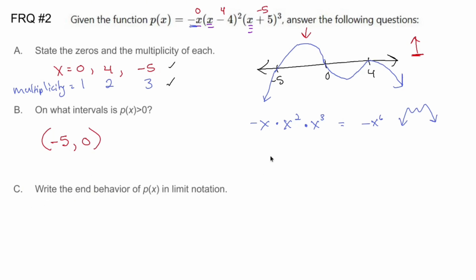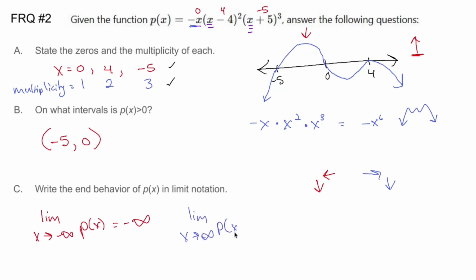Now, last but not least, we are going to be asked to write out the end behavior in limit notation. We know what the graph looks like, which means we know that as x decreases, my graph goes to negative infinity. So how do we write that out as limit notation? The limit as x approaches negative infinity of p of x is also negative infinity. As my graph goes to the left, it goes down. Similarly, as my graph goes to the right, it also goes down. So we would say the limit as x approaches positive infinity of p of x is also negative infinity.